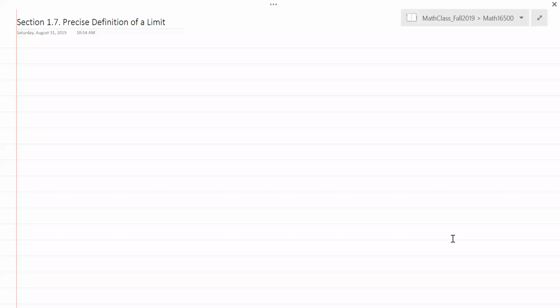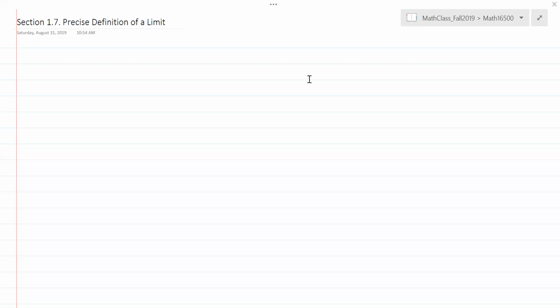All right, today we're going to study the precise definition of a limit. Now, this precise definition of a limit is very abstract. It's the most difficult section in this whole book. So I hope you will understand some of that, and I hope you are able to do some exercises after this lesson. Okay.